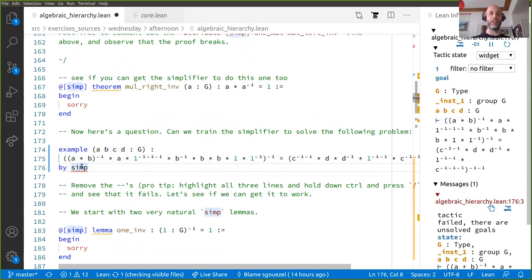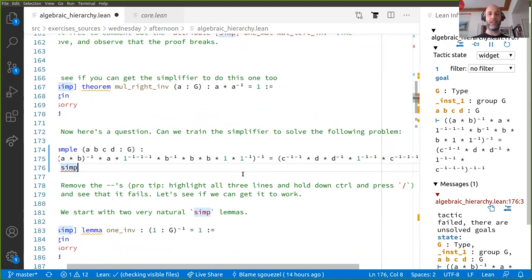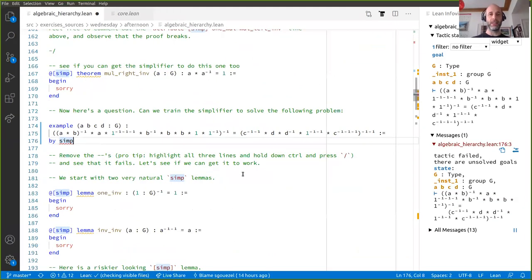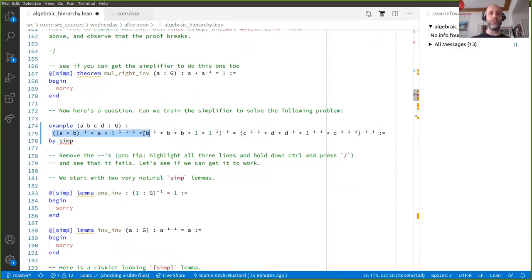Here's a silly group theory question. Let me do this. Could you prove that this equals this? I think both of these are kind of trivially equal to the identity, if you're a human.